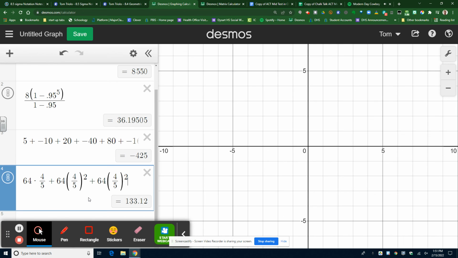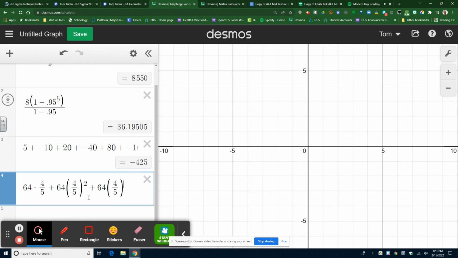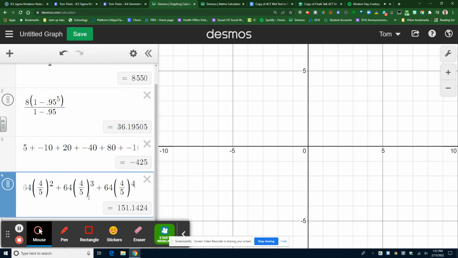Okay. Paste, and then change the 2 to a 3. Go down, paste again. Change the 2 to a 4. And there we go. So that's my 4th, 5th, 6th, and 7th term. So 151. Oh, we can make it a fraction? Look at that. 94,465.